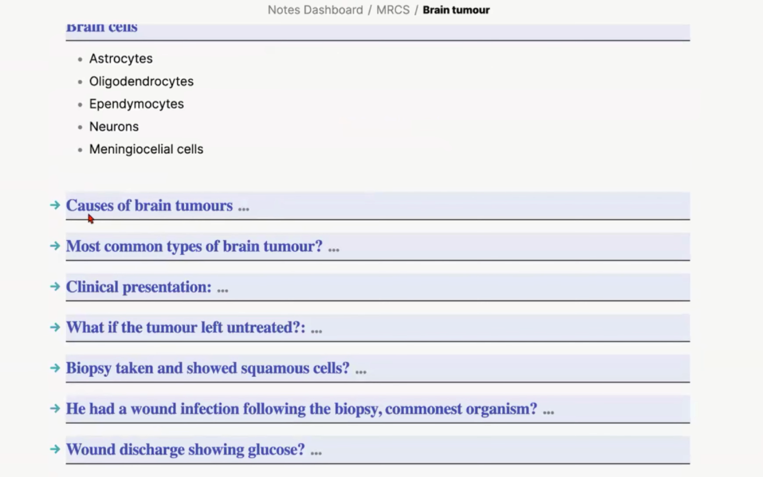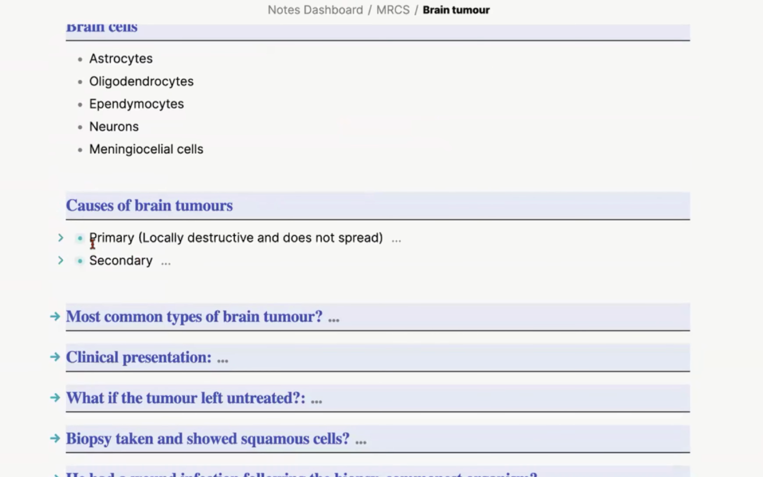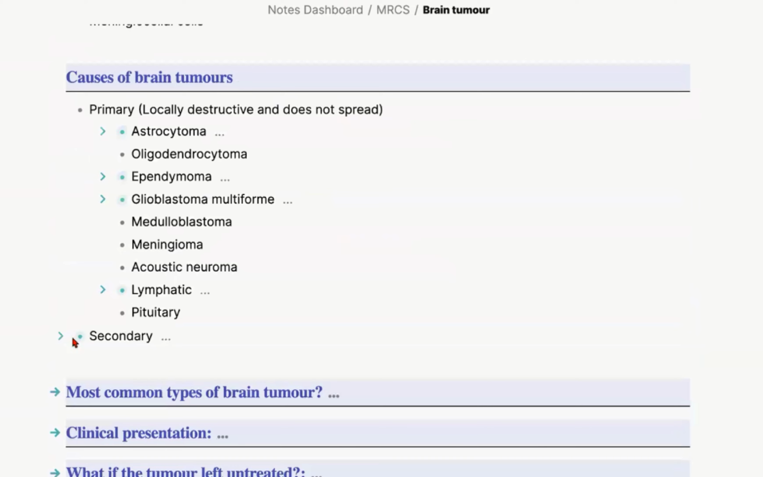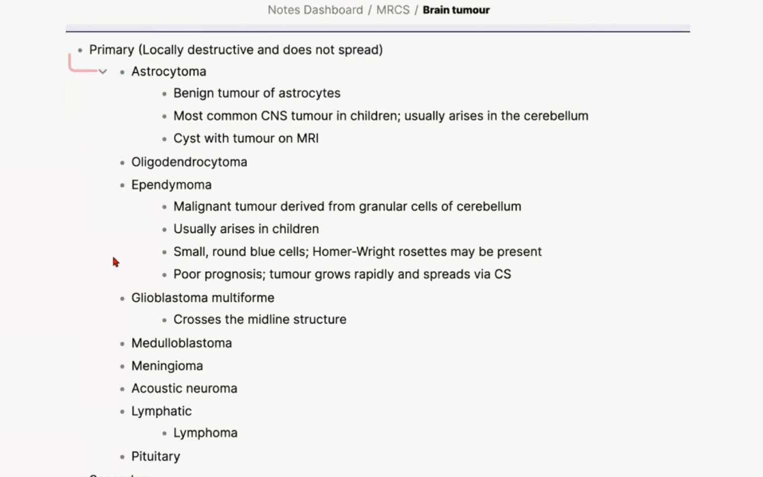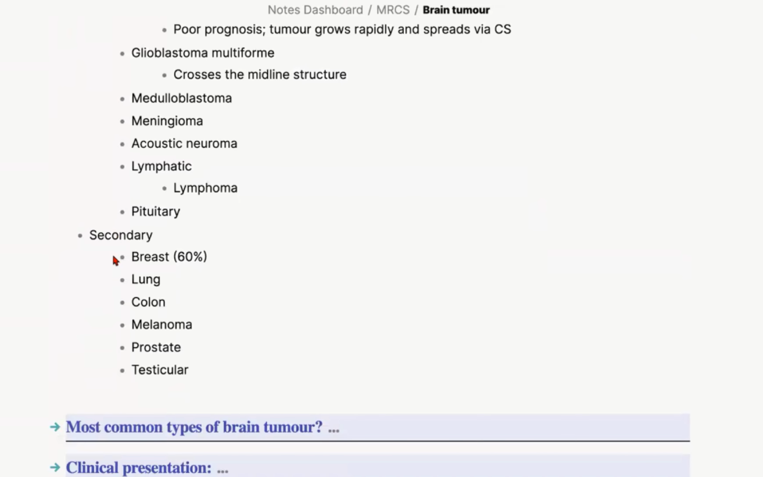What are the most common types of brain tumor? The most common types, we divide as high grade and low grade. What is the commonest tumor in the brain? Commonest tumor in the brain, is it? No. I'm not sure about that one, sir.